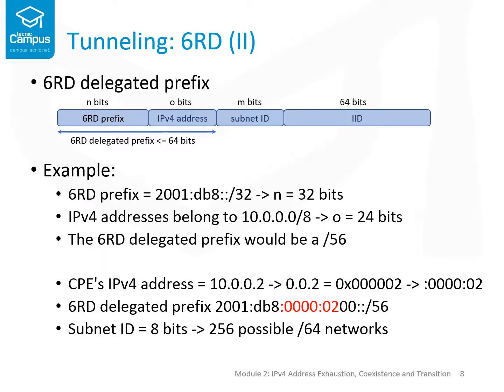Let's say that the CPE's IPv4 address is 10.0.0.2. We would take the 24 bits to the right, 0.0.2, convert them to hexadecimal notation, and append them to the 2001:DB8 prefix to obtain the /56 prefix we see here. The numbers in red represent the IPv4 address embedded in the IPv6 address. This means we would have an 8-bit subnet ID to create up to 256 possible /64 networks.